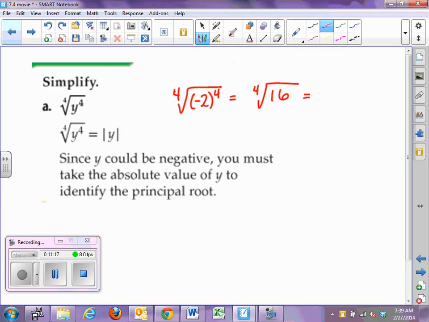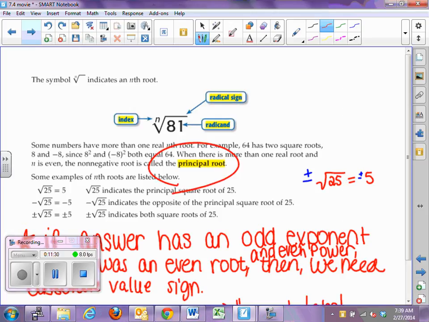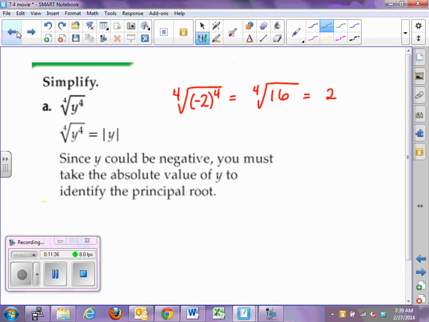So now it wants to know what times itself 4 times gives me 16. Well, hopefully you know it's 2. Now remember, it could be -2 too, but remember this discussion about principal roots? We just say it's 2, period. We don't say plus or minus, we don't say -2, we just say the positive one, which is 2. Now, since we don't know what y was, the fact that it was a negative value, we ensure that we're answering the positive way by putting absolute value signs around the answer.